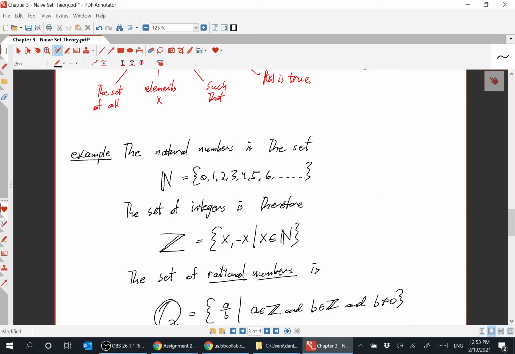So the set of integers, that's all the natural numbers, 0, and their negatives. Right, so that is the set of all x and negative x. So you can have more than one expression here. The set of all elements x and negative x, such that x is in the natural numbers. Right, so if x is equal to 3, this gives you 3 and negative 3. If x is equal to 17, 17 and negative 17. If x is equal to 0, it's just 0.